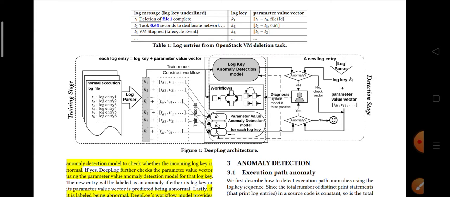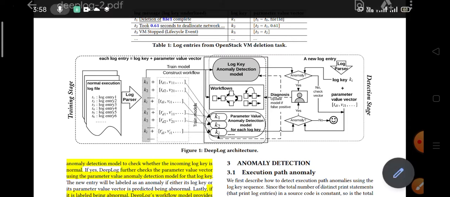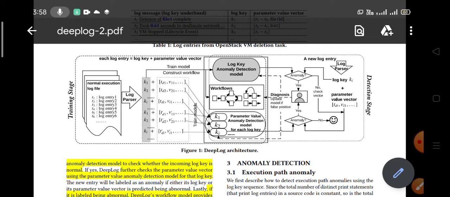See, this is the training phase. Here is the log normal execution file, and using the log parser it is parsed into keys and parameter vectors. See, keys k1, k2, k3 and the parameter vectors. The key is a sequence, that's why LSTM comes in. The key sequence is given into the log key anomaly detection model. And the sequence of parameter vectors is fed into the parameter value anomaly detection model, the second model.